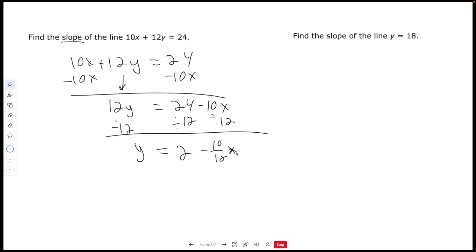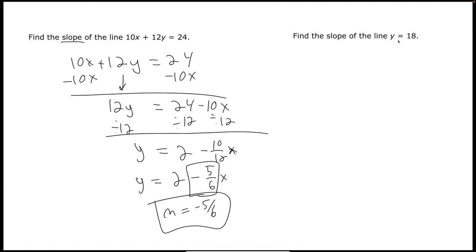10 over 12 can be reduced to 5 over 6x. And now that we have it in y equals, remember the number in front of the x is your slope. And so my slope is -5 over 6. Final answer.